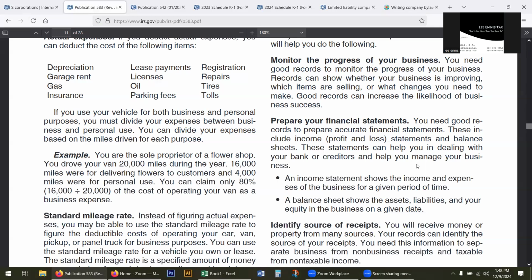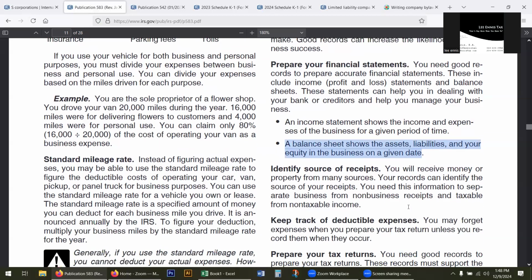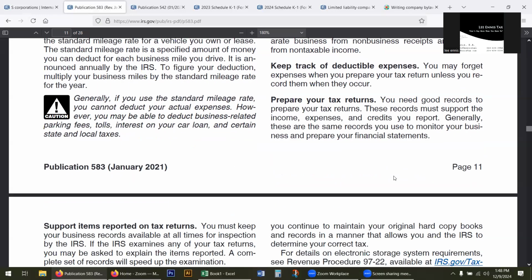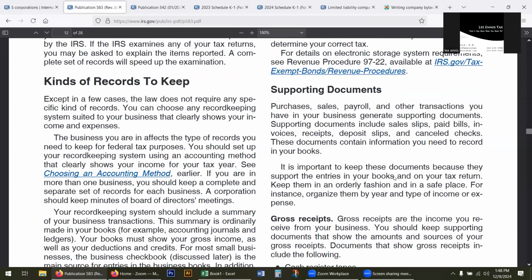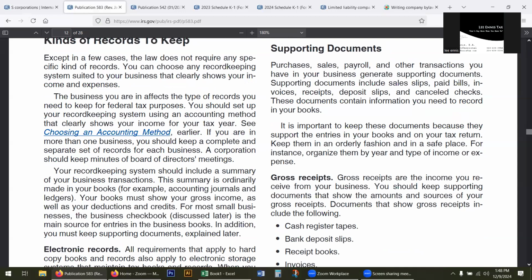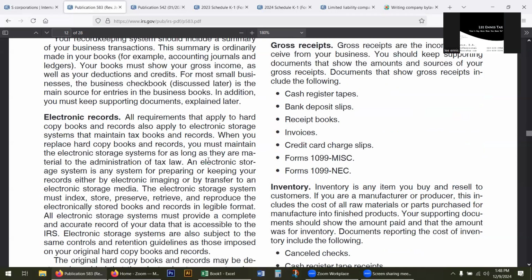Okay. Financial statements is simple as income minus expenses equals profit. That's simple. Income minus expenses equals profit. We'll talk about the balance sheet here at the end, but that is also very important. All right, kinds of records to keep, and we'll also talk about supporting documents. But the kinds of records.